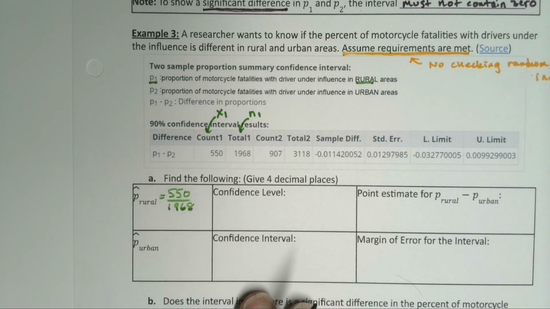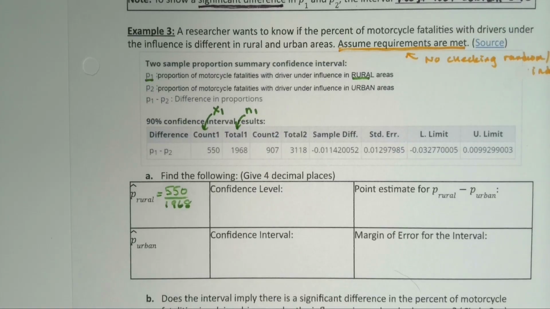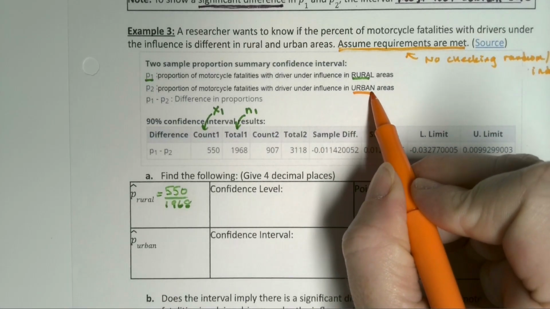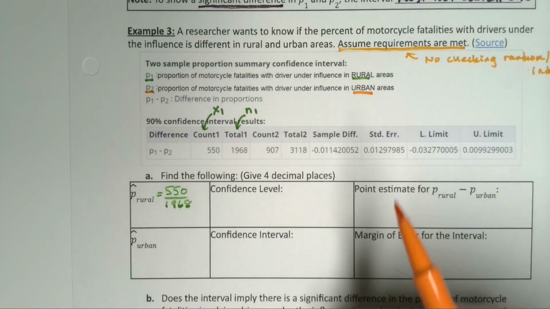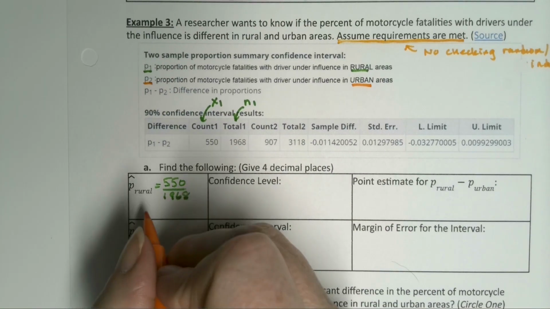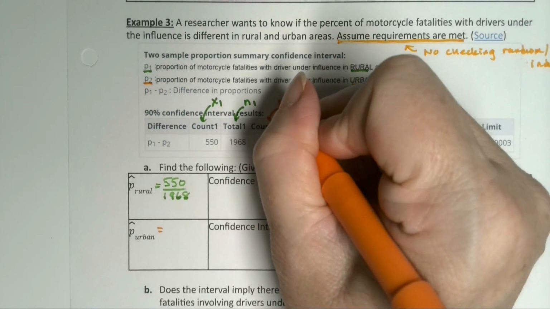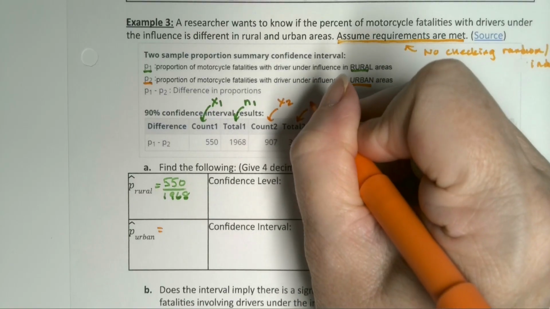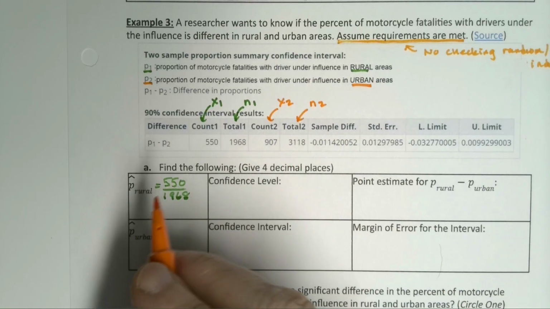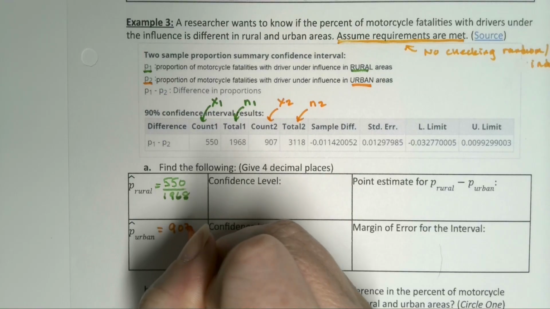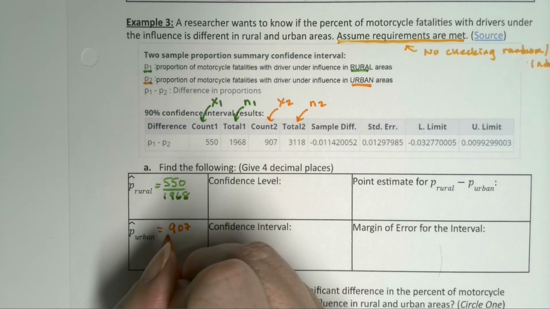And we'll go find that in just a second, but I want to set up the urban as well. That way we can go do both at the same time. So the urban group is right here. That's group 2. So the p hat for urban would be, this is the x for group 2, this is the n for group 2. So it'll be 907 divided by 3118.